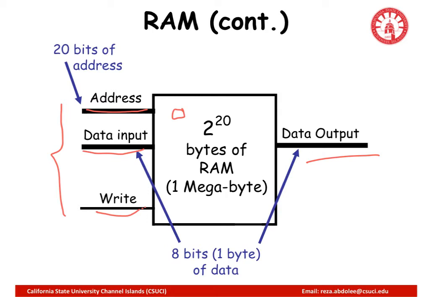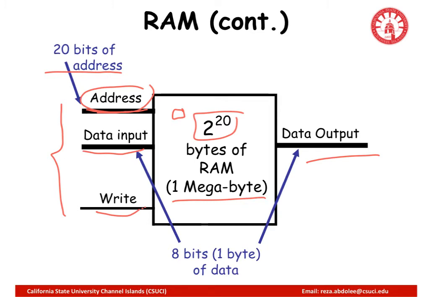One thing to note is that the number of lines or wires within the address bus tells us the maximum capacity that the RAM could have. So if your address bus consists of 20 wires, or 20 pins, or 20 bits, then your memory capacity is 2 to the power of that number of bits. So in this case, 2 to the power of 20, or 1 megabyte.